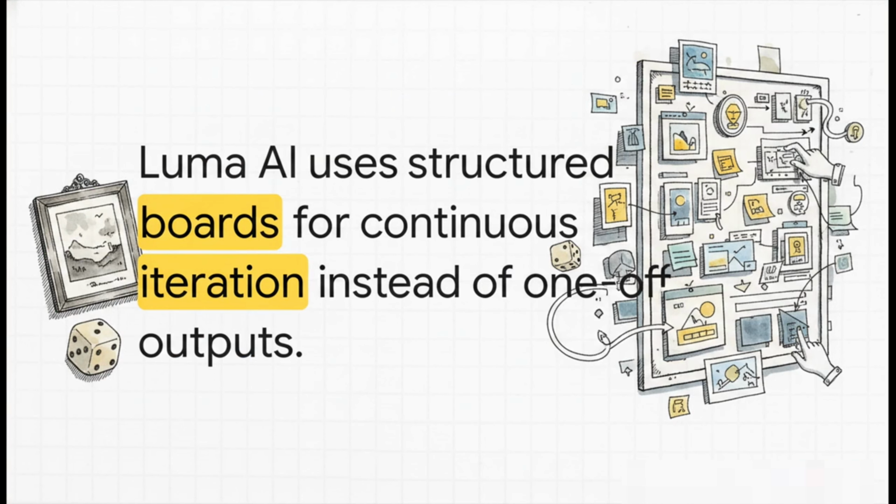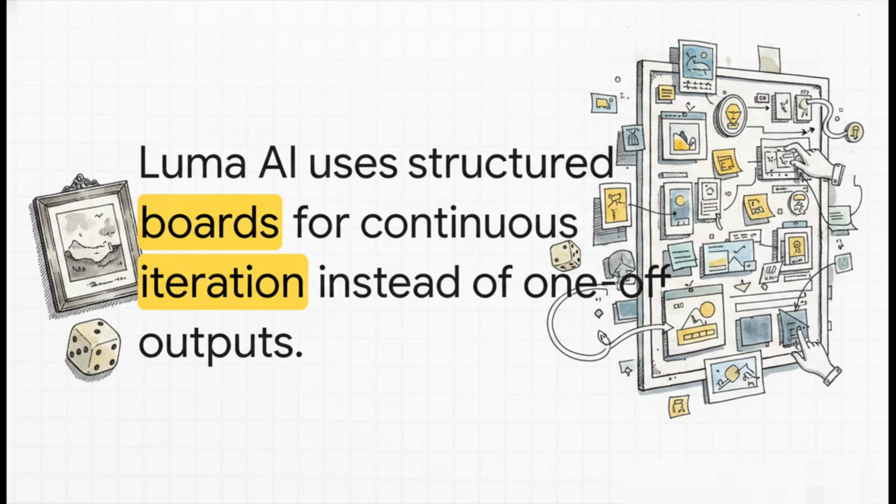So, let's start with Luma's first major superpower. It completely replaces those random one-off AI outputs with structured, collaborative workspaces. They call these boards. Think about your typical AI image generator right now. You type a prompt, you get an isolated image back, and, well, that's kind of the end of the transaction. If you want to change it, you're basically rolling the dice all over again. But Luma changes the whole paradigm.